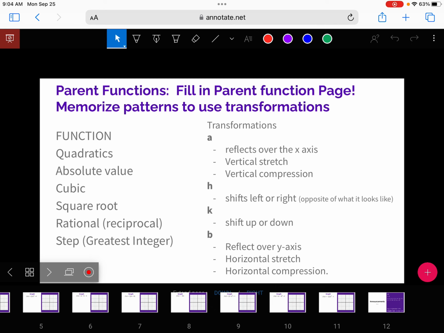We're going to be using A, H, K, and B a lot. A, H, and K will 100% be familiar. You use them in Algebra 2 a gazillion times. For everything, we used A, H, and K. B may or may not be new. B is very much like A, but it works on the X's, not on the Y's. So it can do a horizontal stretch or compress or a horizontal reflection over the Y-axis.